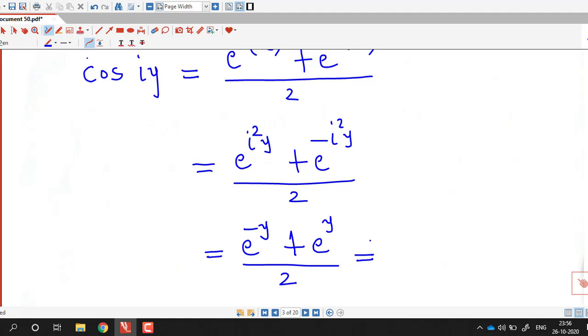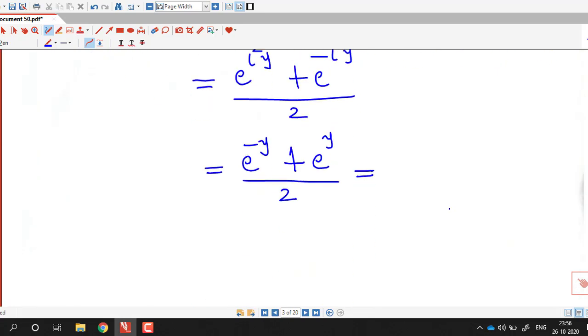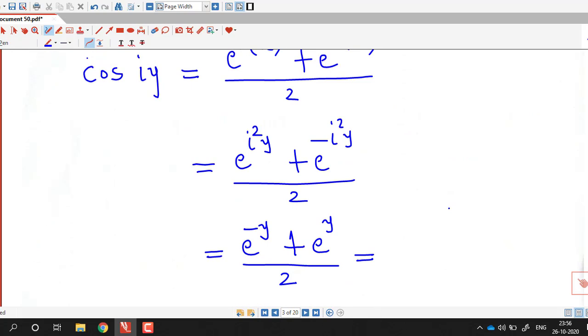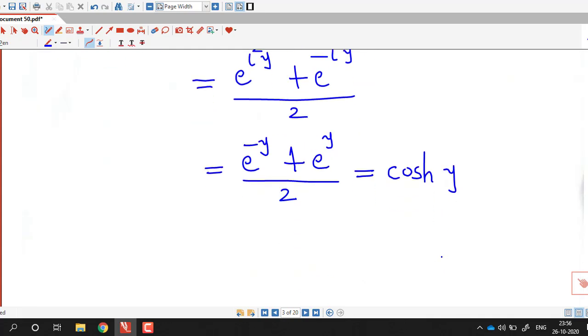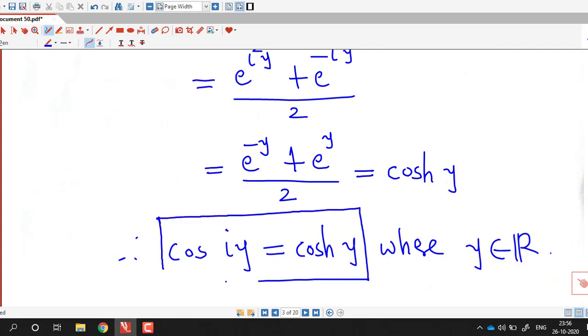Now this is nothing but the definition of cos hyperbolic z; instead of z we have y here, so we write cos hyperbolic y. So what we have shown is that cos iy is nothing but cos hyperbolic y, where y is any real number. So this is a very important result, we are going to use this.